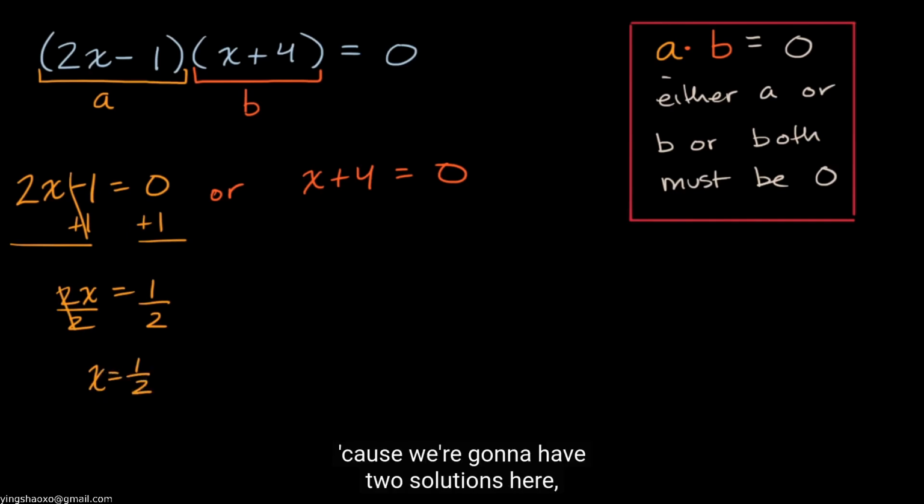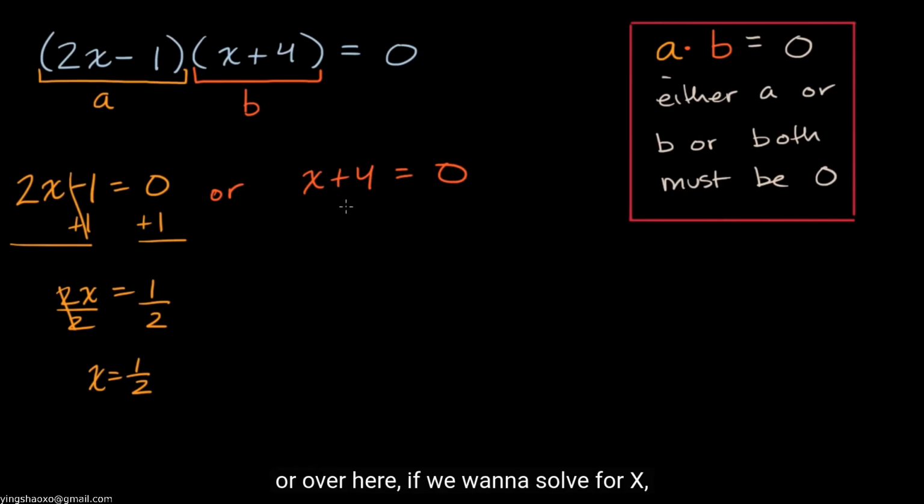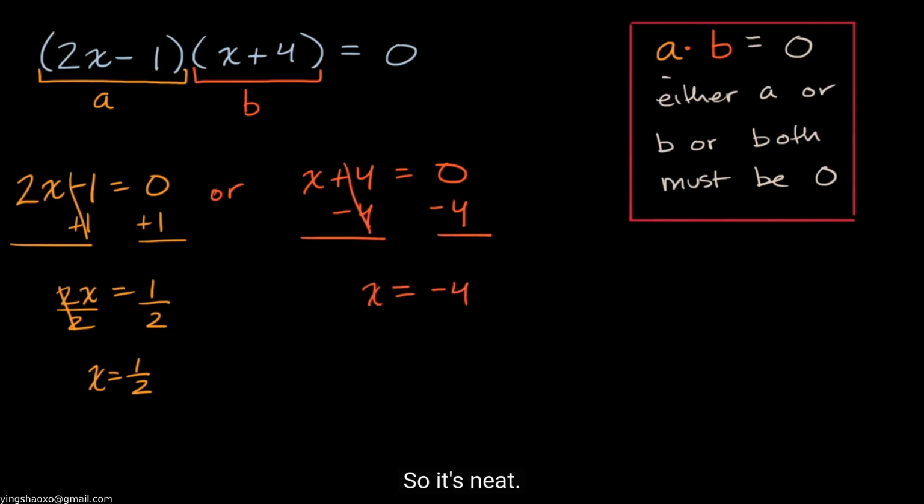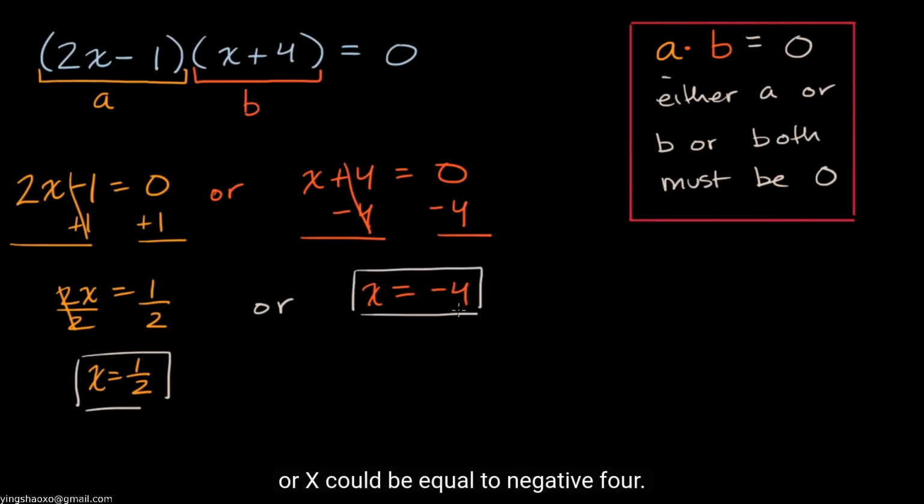And this is interesting because we're going to have two solutions here. Over here, if we want to solve for x, we can subtract 4 from both sides. And we would get x is equal to -4. So it's neat. In an equation like this, you can actually have two solutions. X could be equal to 1/2, or x could be equal to -4.